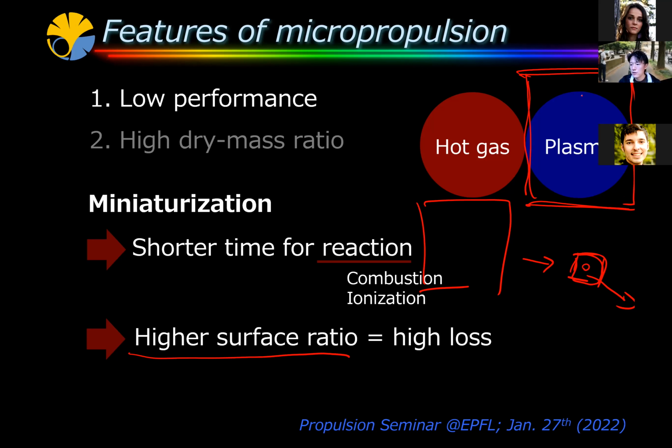these surfaces become the cause of loss. Ions and electrons go to the walls, and these become loss. So this is plasma loss. And to compensate for the loss, we need to input power and generate additional plasma. This is almost the same for hot gas. Walls are the cause of heat loss. So basically, when you miniaturize the system, energy loss is increased, and as a result, thruster performance is decreased. This is an essential feature of micropropulsion systems.